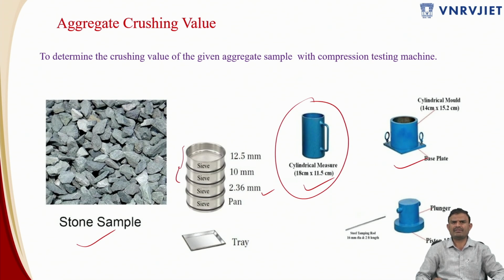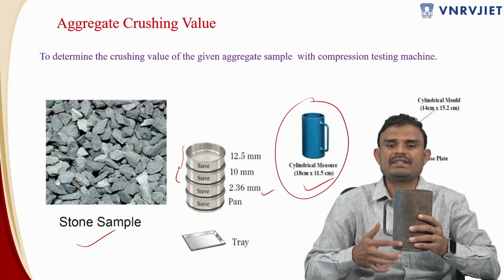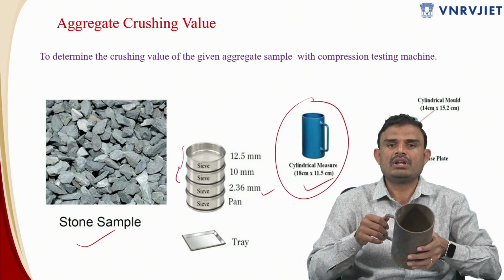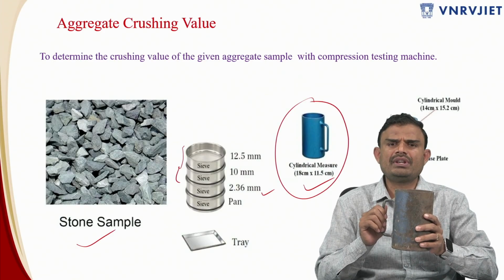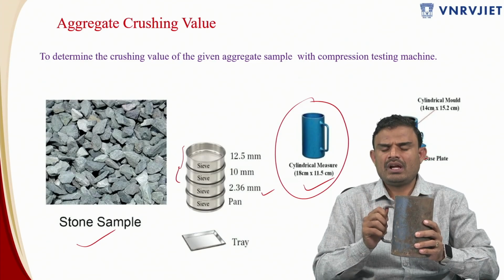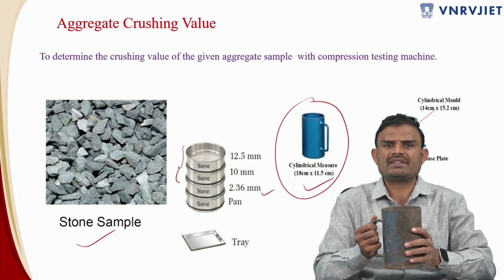Irrespective of the size of the aggregate, we take a unit volume of the aggregate that we are testing. This is the cylindrical measure which I have over here. It has a height of 18 centimeters and a diameter of 11.5 centimeters. This unit of volume is very important. We have to take the volume of aggregate filling this cylindrical measure, and again use aggregate of 12.5 mm passing and 10 mm retained.